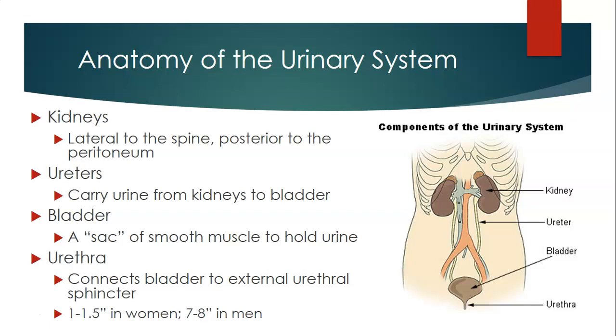Our ureter is connected from each kidney to the bladder, and it carries urinary waste from the kidneys to the bladder. The bladder, of course, is a sac of smooth muscle which holds urine, and the urethra connects the bladder to the external urethral sphincter. In women, it's only about 1 to 1.5 inches long. In men, it is 7 to 8 inches long.